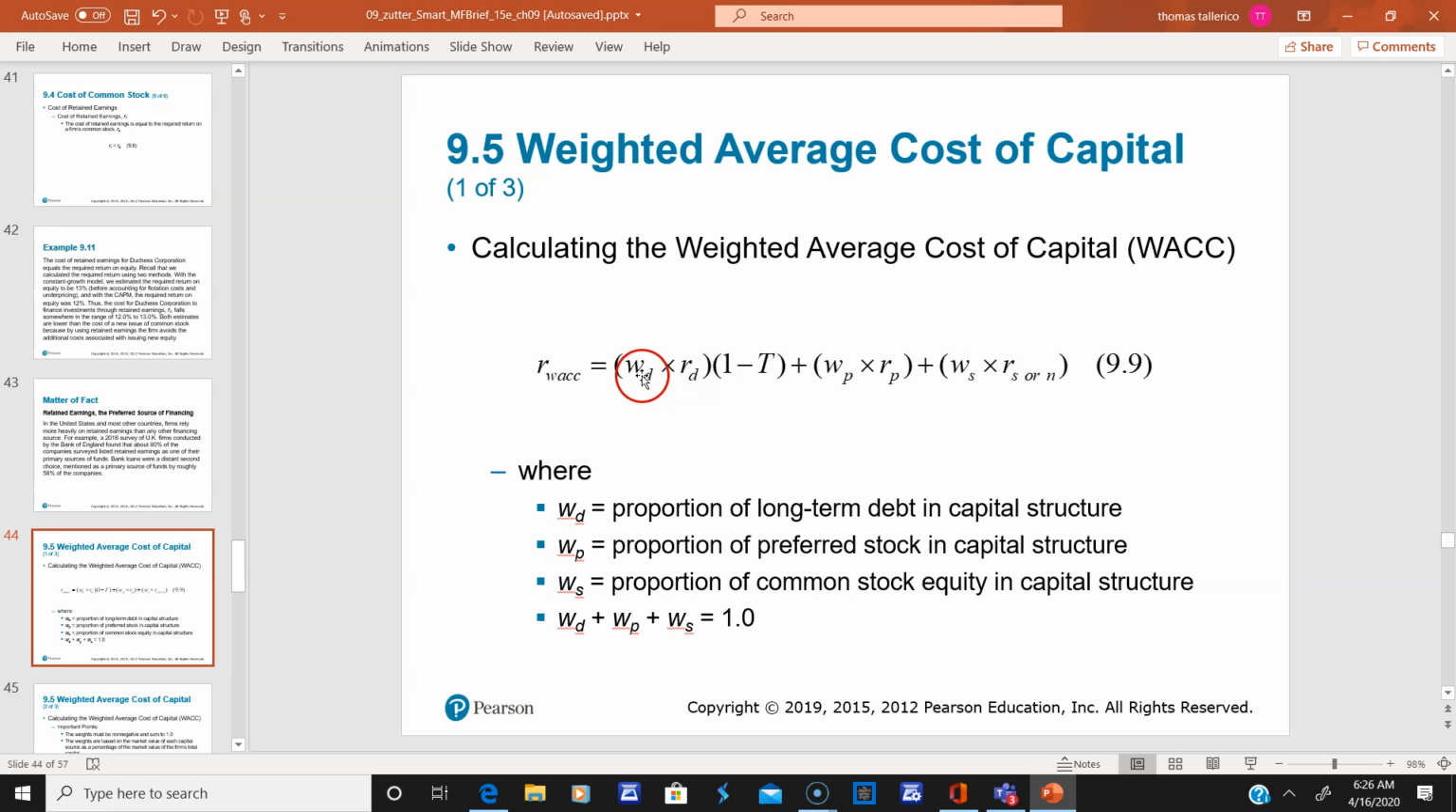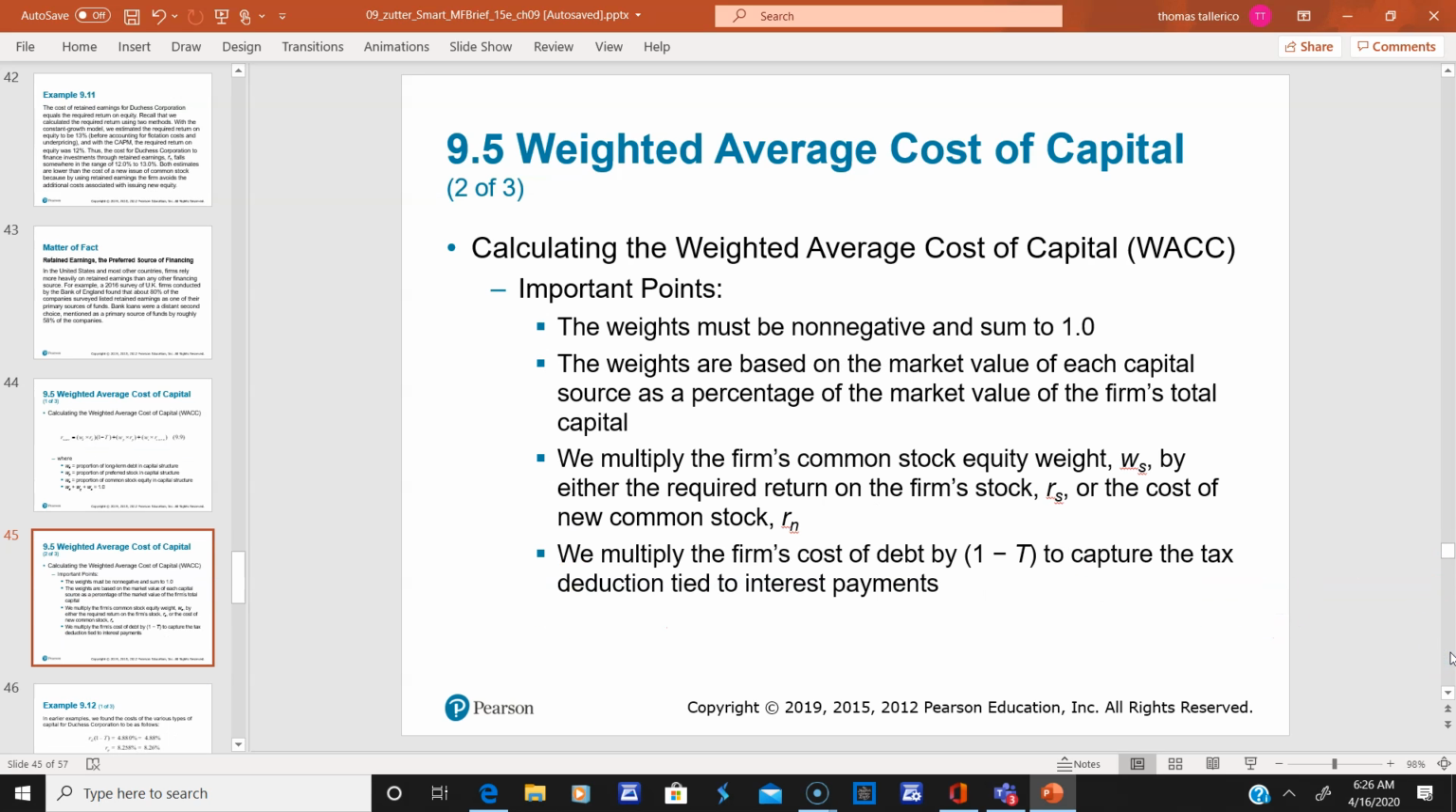Here is debt, the small d, and you can see it's after tax. Here's your preferred stock, and here's the weight of your common stock, and you have the return on each, whether this is new or existing stock. All you do is multiply each weight by its return and simply add them up. The weights always have to add up to 1, and the weights must be non-negative.